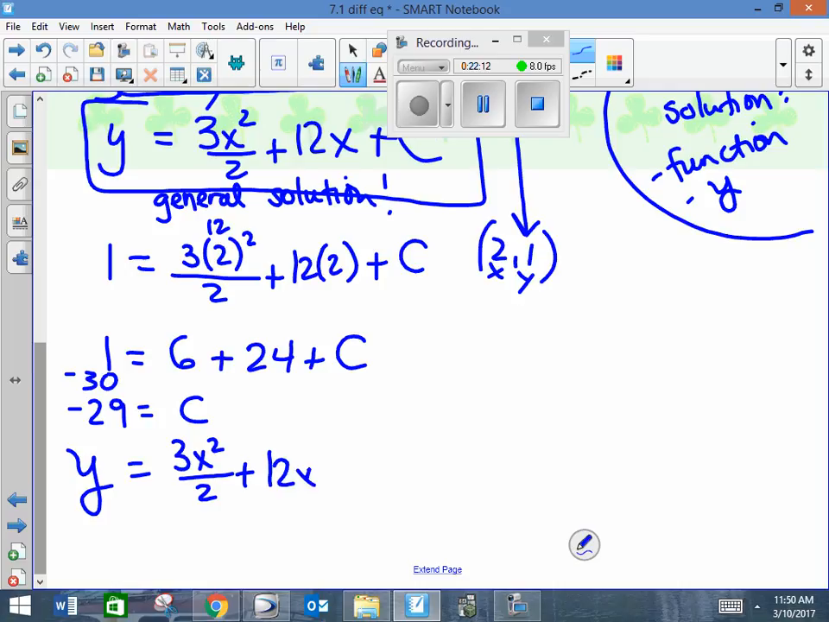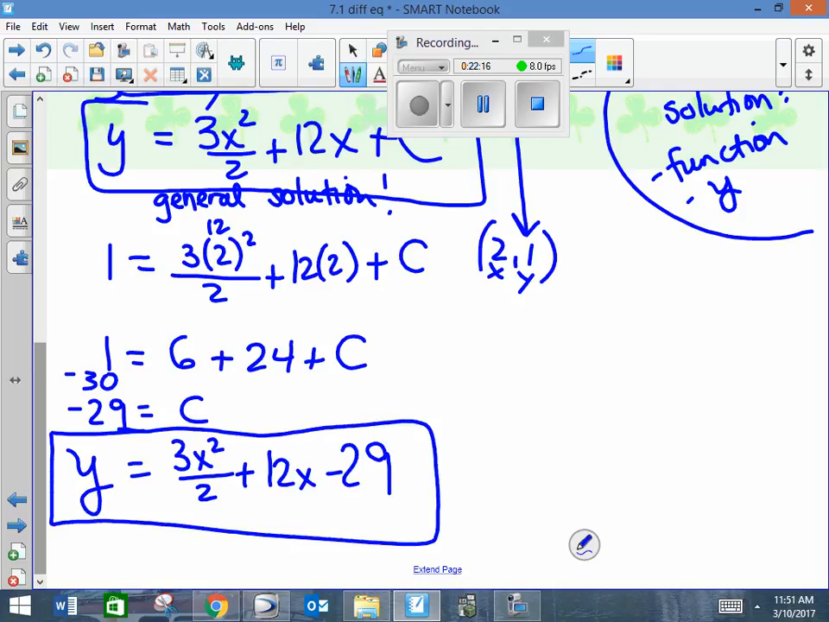Minus 20. That's my specific solution. Okay. So when it says just find the solution, are we assuming that it's specific? Well, if they give you an ordered pair, it's specific. If they don't, it's a general.